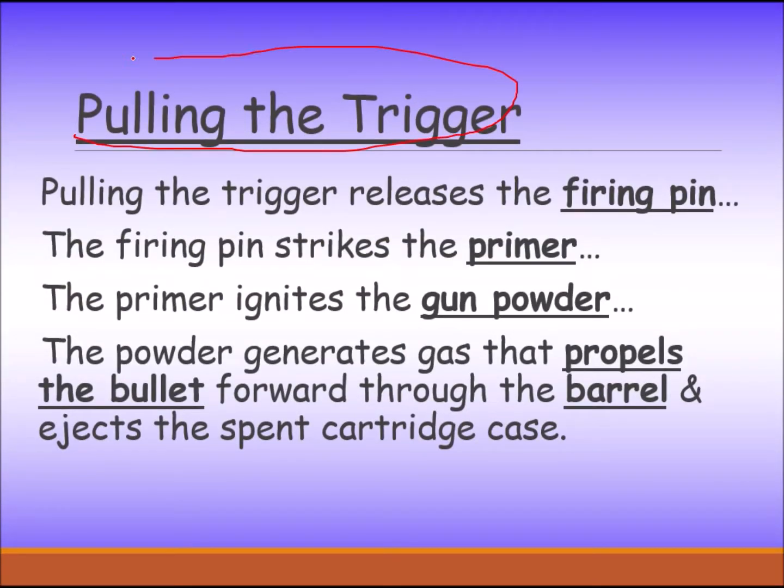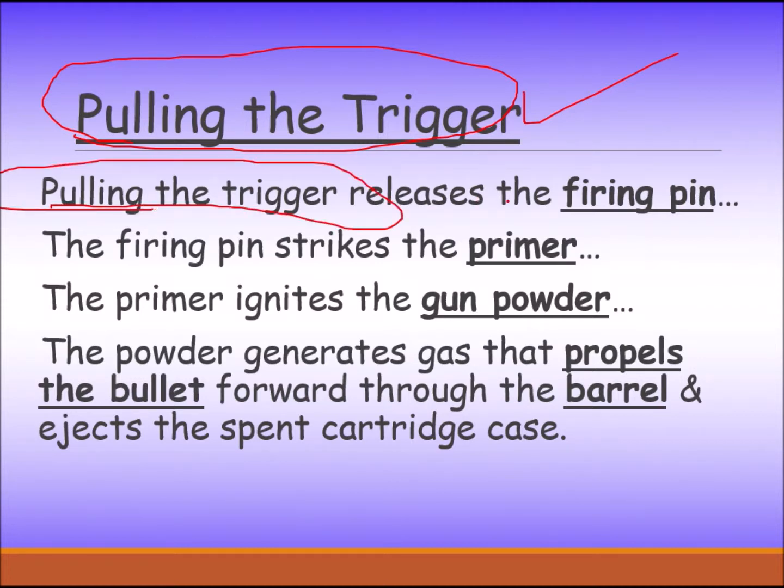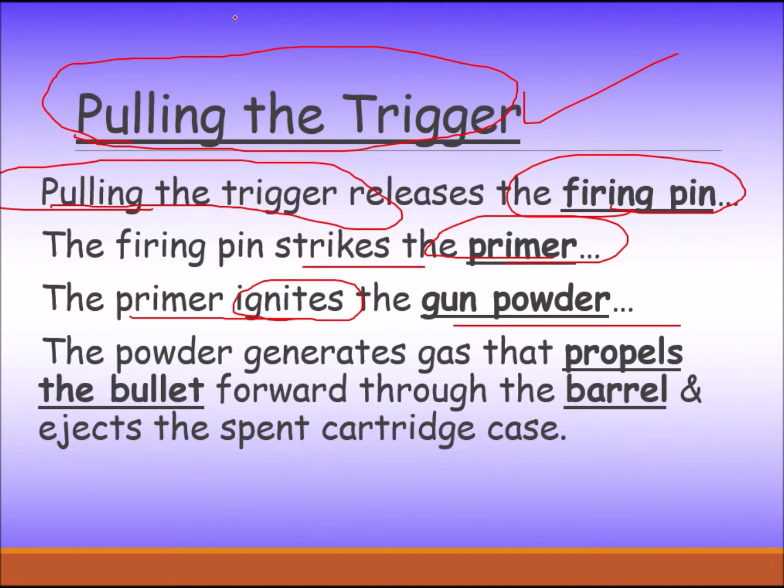Now, what is the mechanism of action of any firearm? First of all, pulling the trigger releases the firing pin, and the firing pin strikes the primer. The primer ignites the gunpowder, and the powder generates gases that propel the bullet forward through the barrel and eject the spent cartridge case. In some firearms the cartridge case is ejected, but not in others. Based on that cartridge case, at a crime scene or some other place, we can find out the type of firearm. So this is the basic mechanism of a firearm.